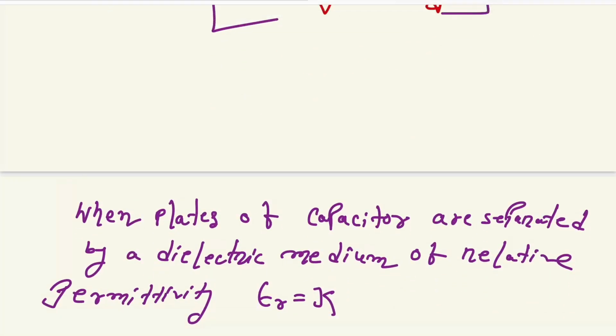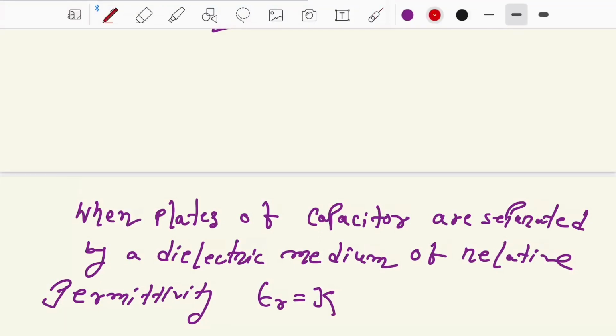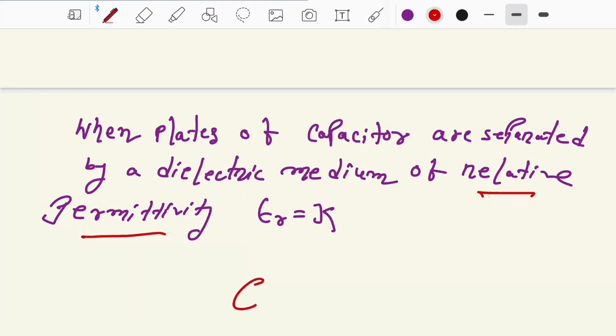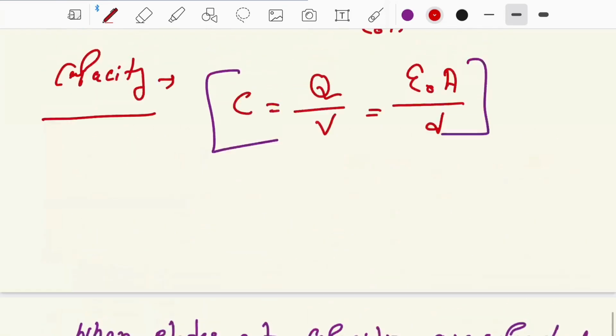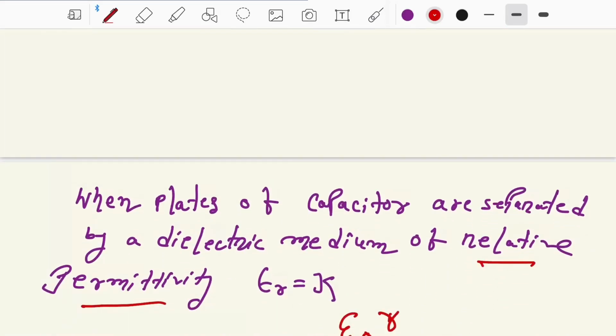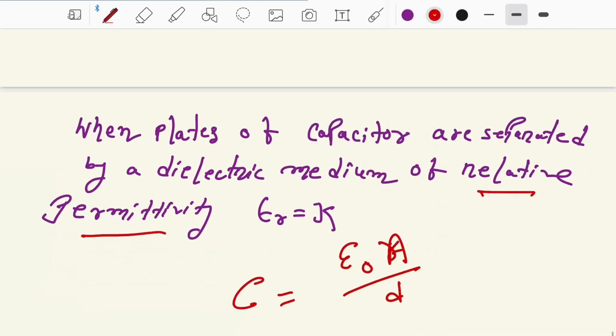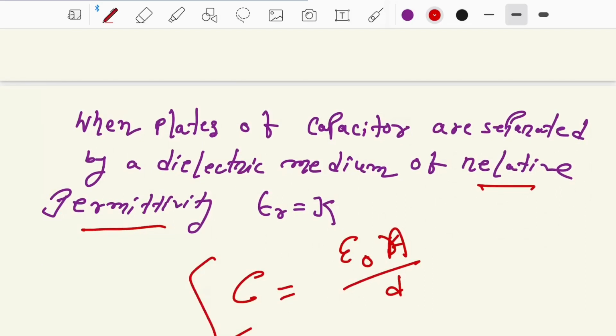So here you can see, when the plates of the capacitor are separated by a dielectric medium, okay, so this is the dielectric medium, suppose, and it has some relative permittivity epsilon r, then C can be written as epsilon naught A by D. So that is if you place a vacuum or air in between the conductors.